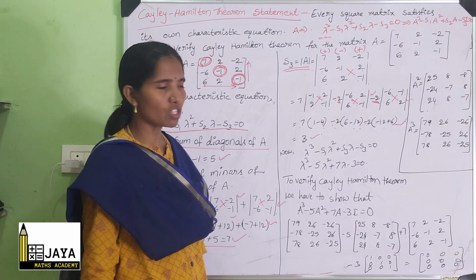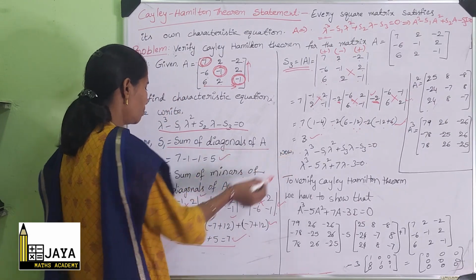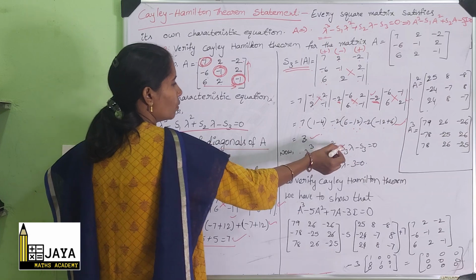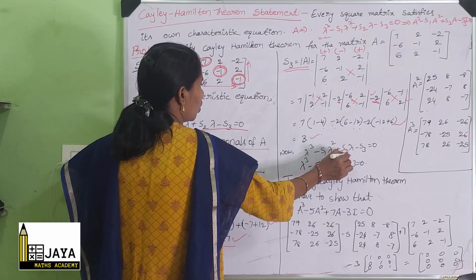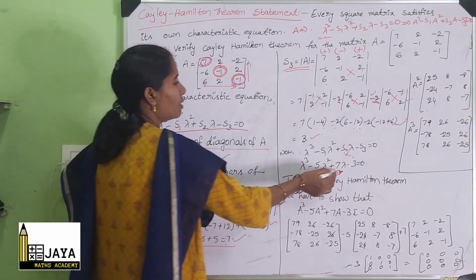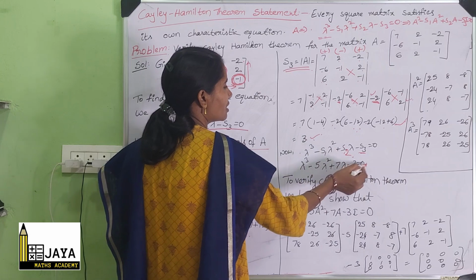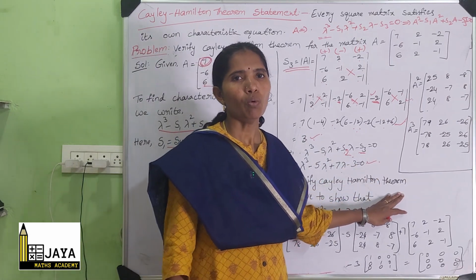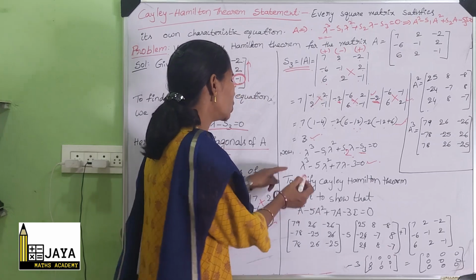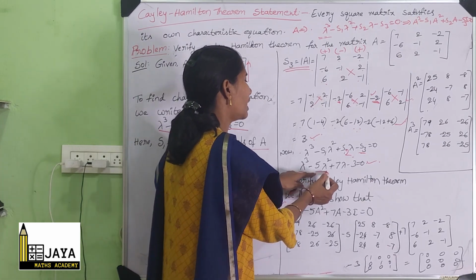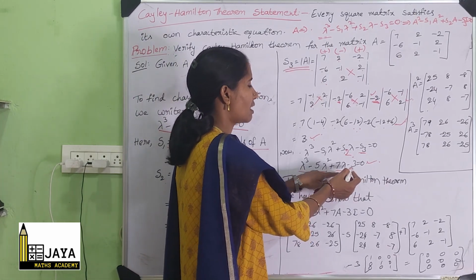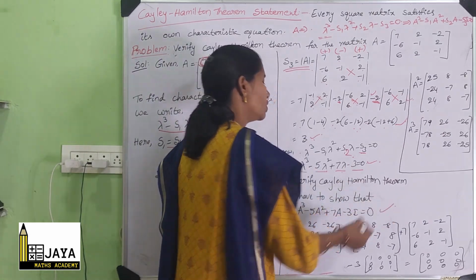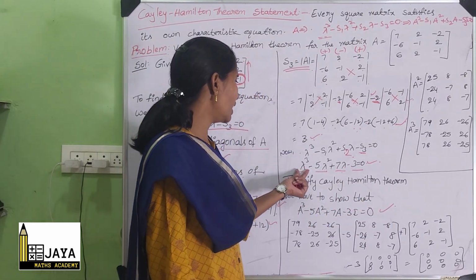Next what is the equation? You will get lambda cube minus s1, that is 5, lambda square plus s2 lambda. So what is s2? 7 lambda minus s3. s3 is 3, which is equal to 0. To verify the Cayley-Hamilton theorem, what do we want to show? We want to show that A cube minus 5A square plus 7A minus 3I is equal to 0. So first we need to find A cube and A square.